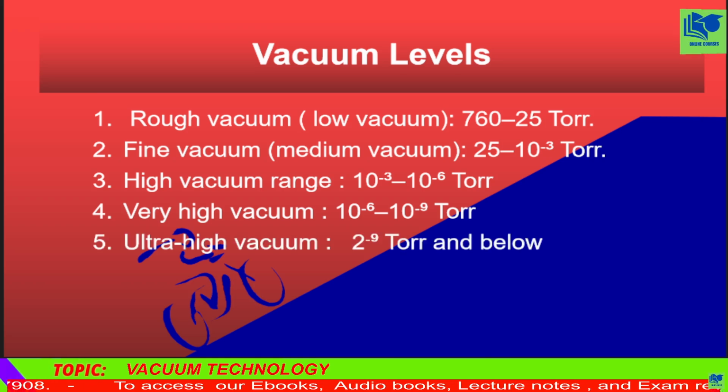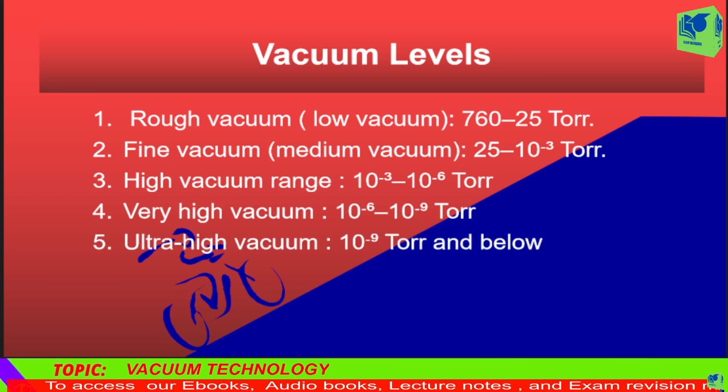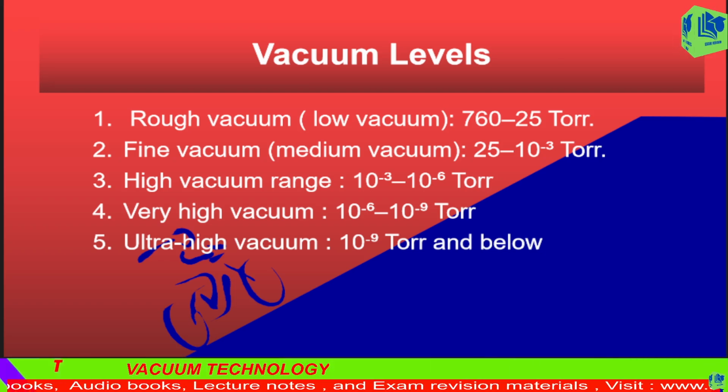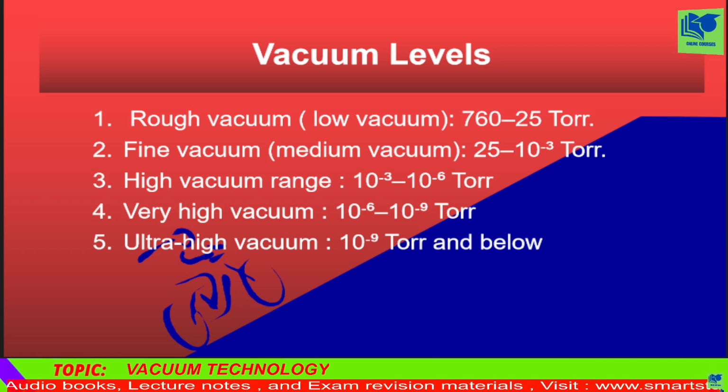5. Ultra-high vacuum. Finally, there's the ultra-high vacuum. This level of vacuum represents the lowest pressure achievable with current technology. Ultra-high vacuums are used in the most sensitive experiments, where even a single gas molecule could disrupt results.